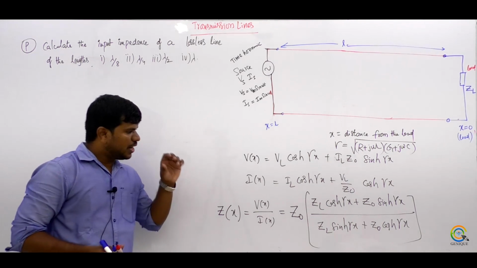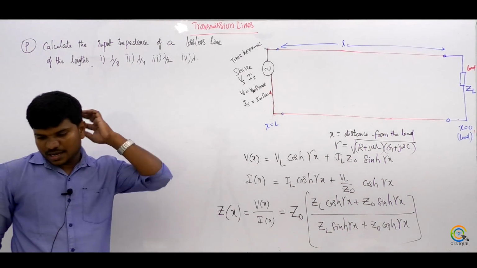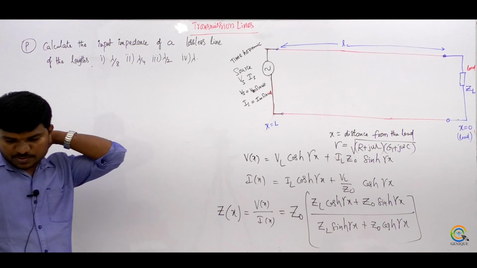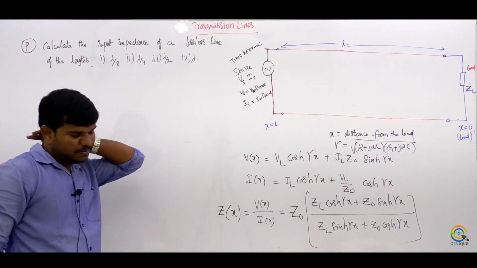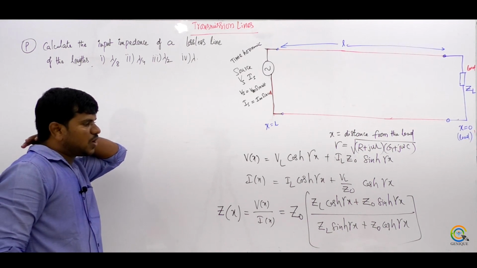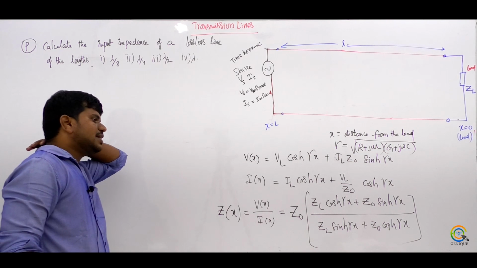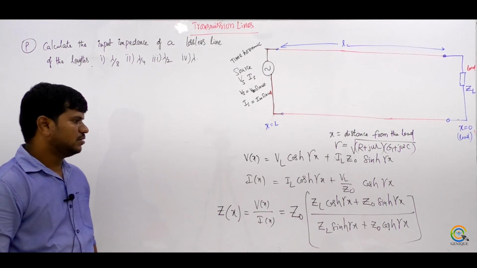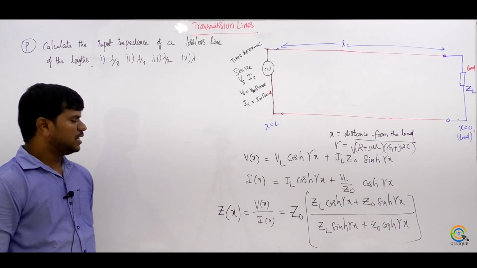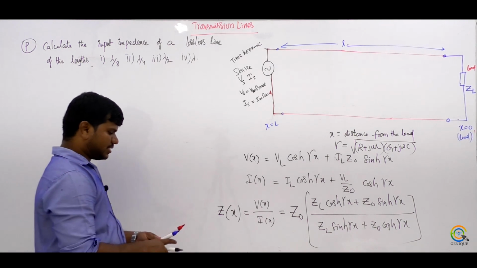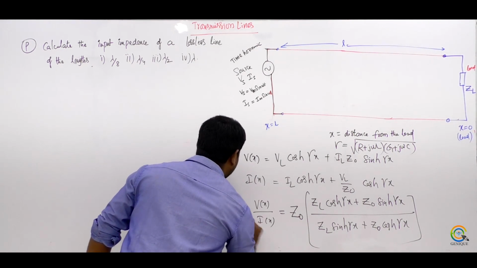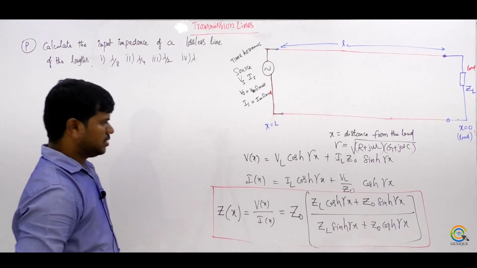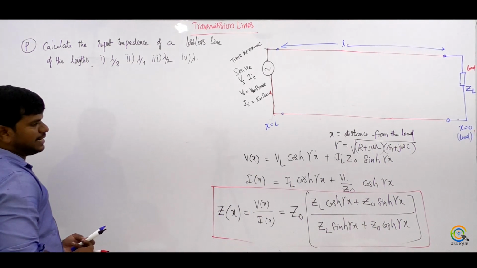So like this, you have to write Z naught into (ZL cos h gamma x plus Z naught sin h gamma x) divided by (Z naught cos h gamma x plus ZL sin h gamma x). So this is the impedance at any x. This is called the impedance at any x. You have to remember this. It is called the impedance at any x.